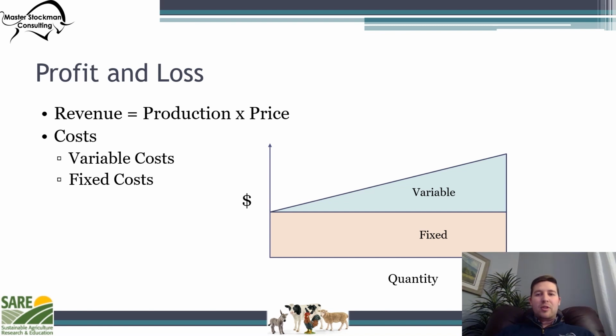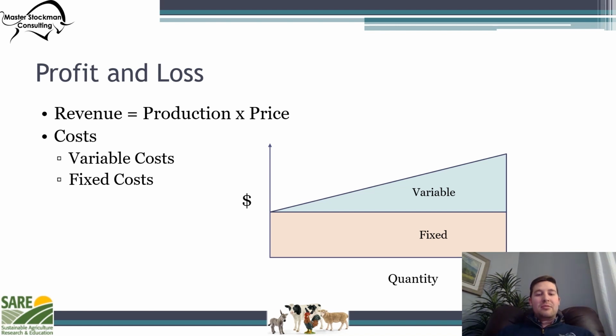So, for example, if we sold 40 dozen eggs at $3 a dozen, then you're going to make $120. So that would just be your total revenue. But to figure out, okay, how much is my actual profit? If I take my revenue and I subtract the costs from that, how much money am I actually making?